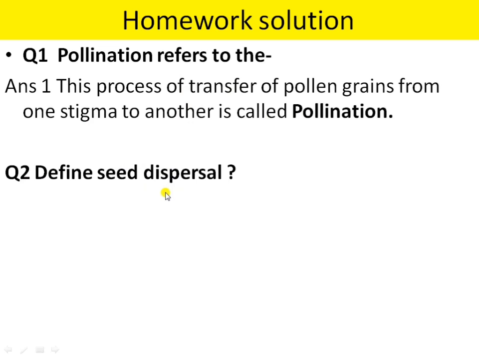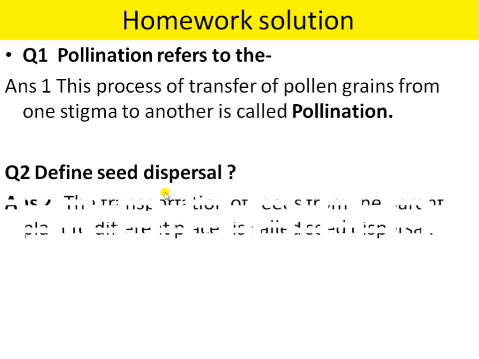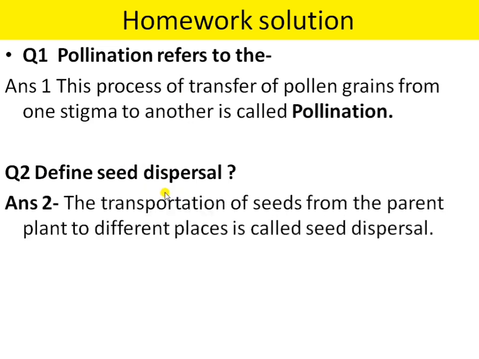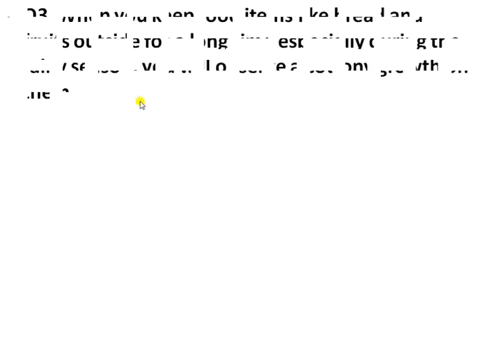Next is, define seed dispersal. Seed dispersal means the transportation of the seed from the parent plant to a different place with the help of a dispersal agent. Seed dispersal means scattering of the seed by the help of a dispersal agent, that is wind, animal, air or water. These are the dispersal agents. Next is question number 3.